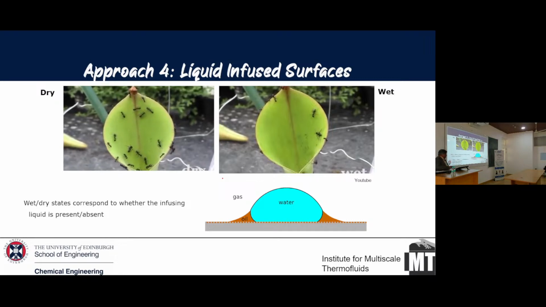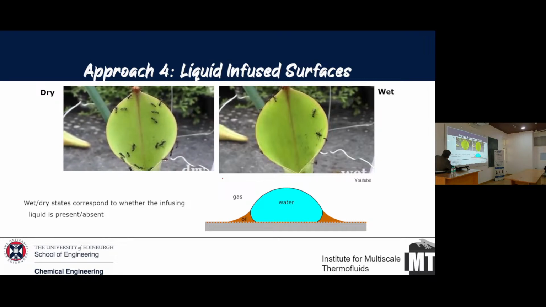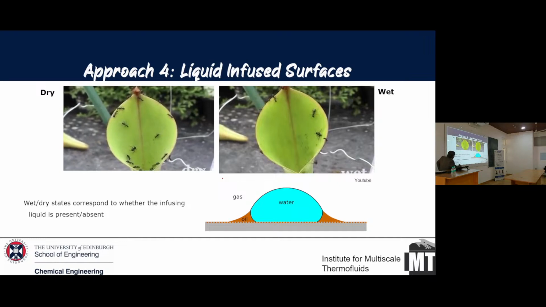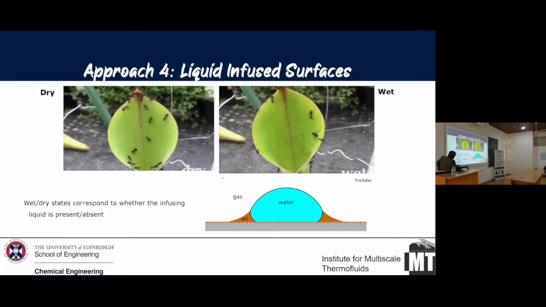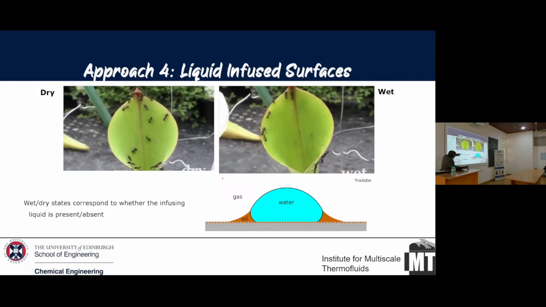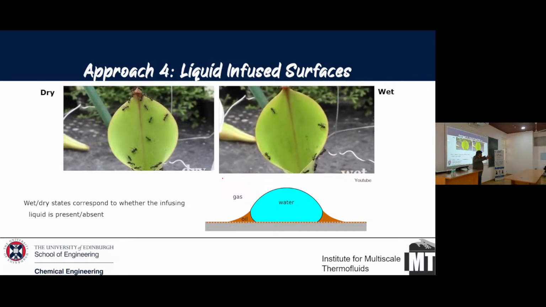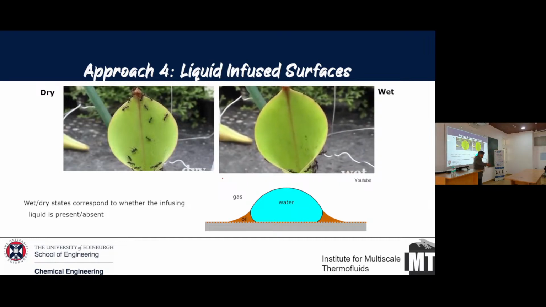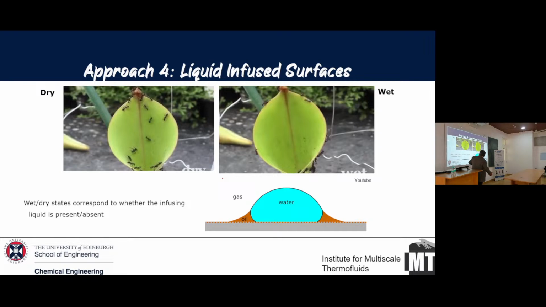This is again liquid infused surfaces. This is basically a pitcher plant. You can see that this is a dry pitcher plant. On a dry pitcher plant ants move very nicely, but a wet pitcher plant has this mucus layer which does not allow them to pass. So everything falls into that.